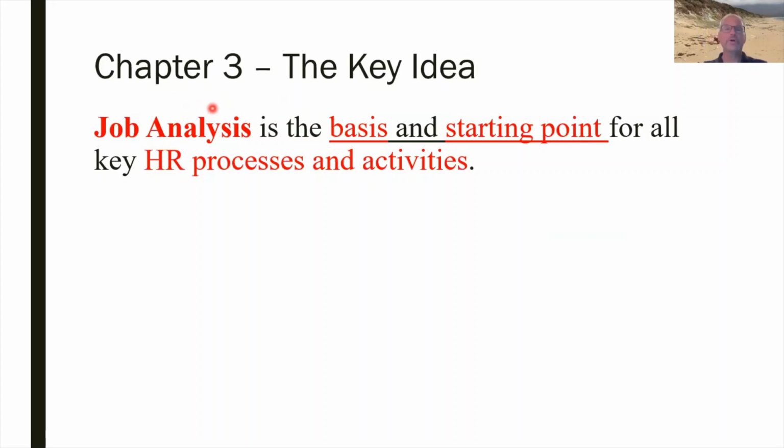Once you've done your job analysis, the next part is your job design. And what your job design is at that point is we've got to put all this work into jobs. So somebody's going to be a cook, somebody's going to be the person who is the server, somebody's going to be the manager. So job analysis leads to job design, and this is really the basis and starting point for all other key human resource management processes and activities.